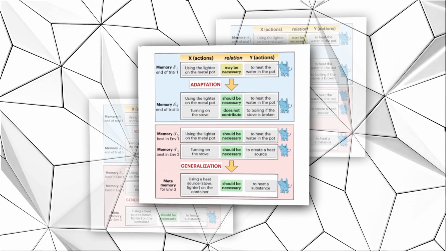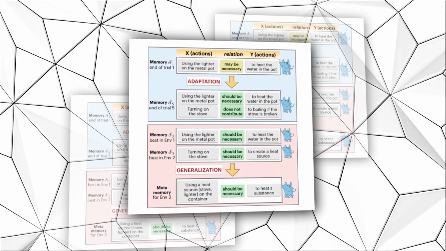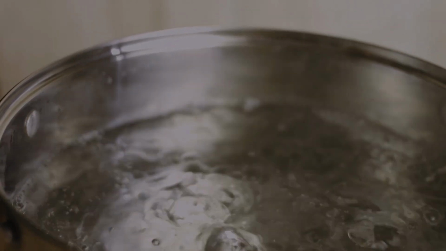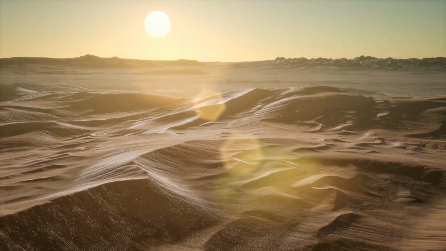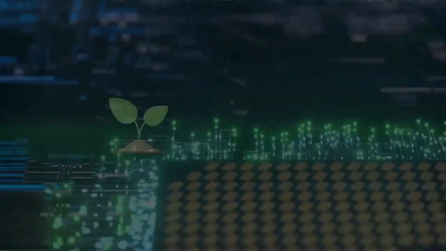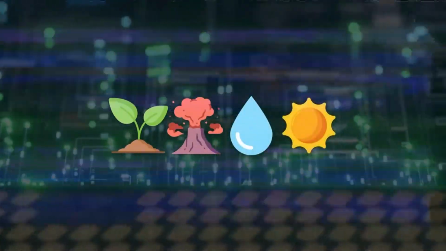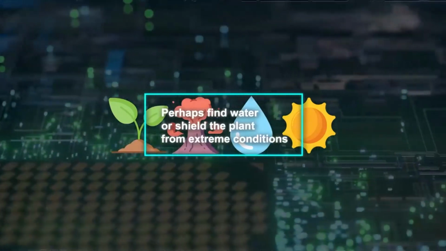CLIN uses its memories to help it with tasks. Firstly, it consults its global memory to find helpful causal abstractions. For instance, if CLIN needs to boil water in a desert, it remembers that heat is required to boil water. This helps it figure out how to generate heat in a desert setting. Similarly, if CLIN needs to grow a plant near a volcano, it recalls that plants need water and sunlight, which guides its actions to find water or shield the plant from extreme conditions.